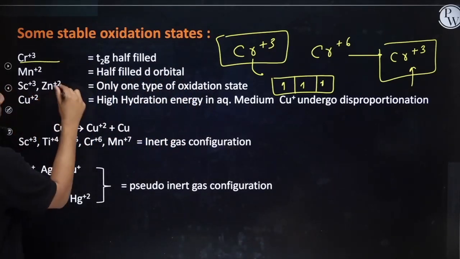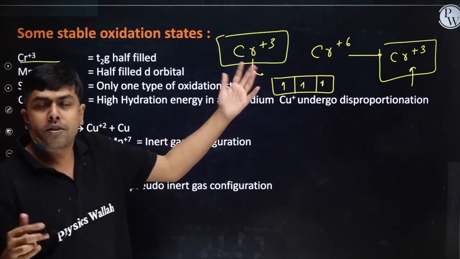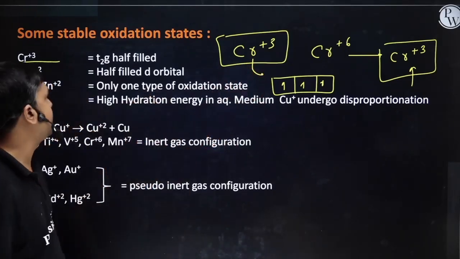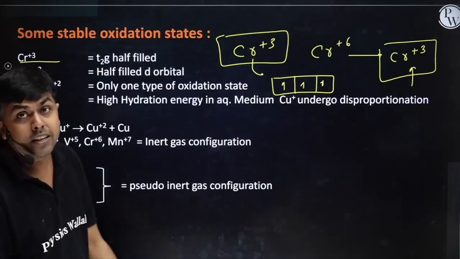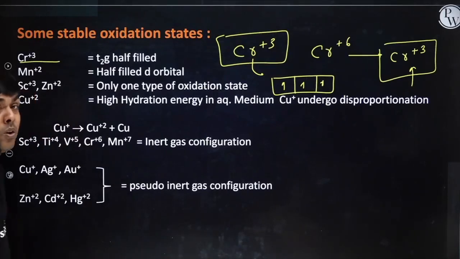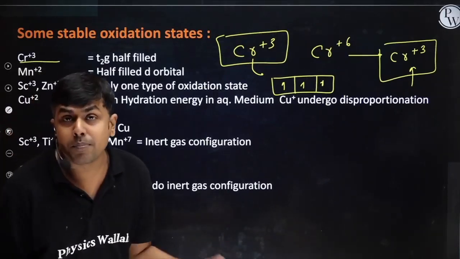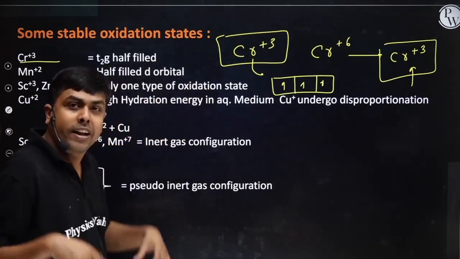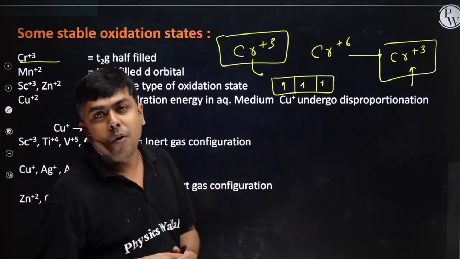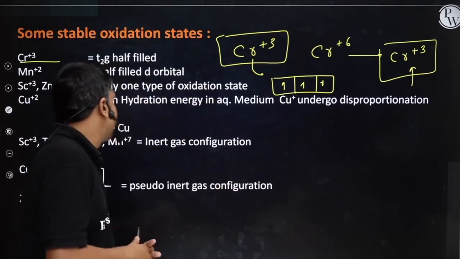Next one, manganese plus 2. Once again, half filled configuration, 3d5 4s2, 4s removed, 3d5, half filled, much more stable. Scandium and zinc, already we have discussed. Scandium plus 3 has an inert configuration, and Zn plus 2. Why is Zn plus 2 more stable? Because it has a pseudo inert configuration, 18 electrons in its outermost shell, that is the penultimate shell.